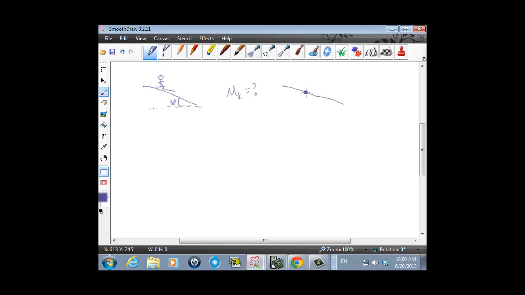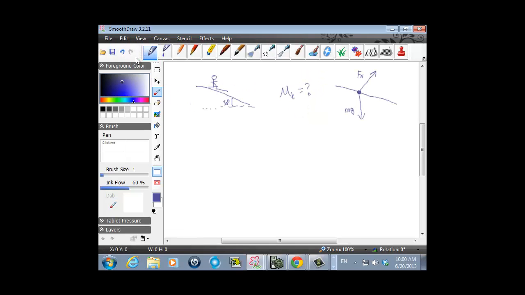Gravity straight down. Normal force perpendicular to the plane, or as close to perpendicular as we can. We'll pretend that that's perpendicular. Friction heading up the slope, friction that way. Okay, lovely free body diagram. We have put all the forces that are acting on this, but I am not satisfied.